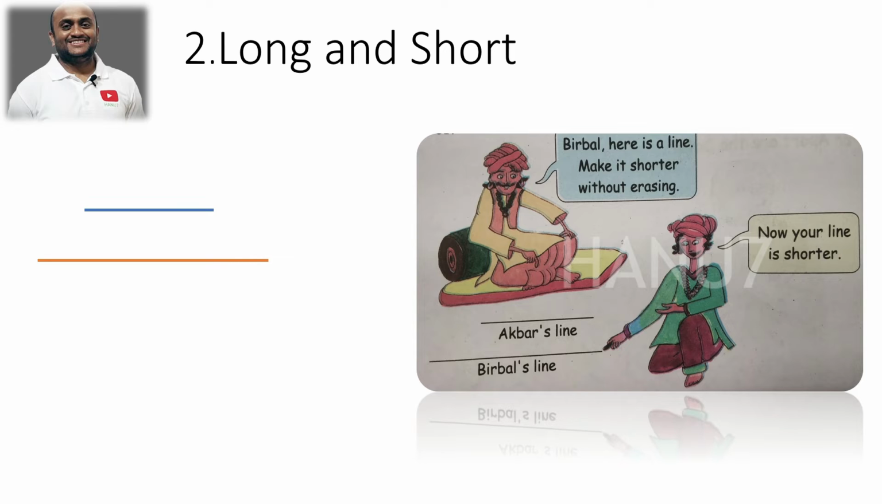Birbal says, okay Raja, I will do that. He draws another line which is larger than Akbar's line. Now he tells the king, Raja, now you can see that your line is looking smaller. I didn't erase it, and without erasing, I have made your line smaller. This is the line made by Akbar, and this is the line made by Birbal.